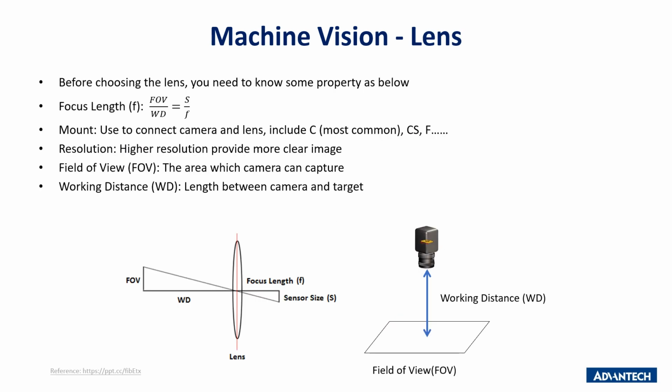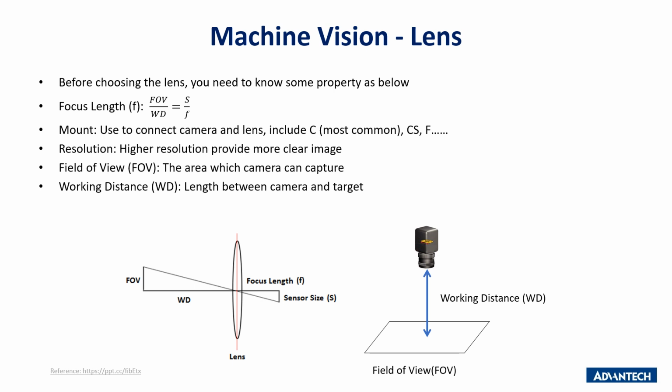Before choosing the lens, we may need to know some important properties. First is focal length. It can be calculated through FOV, WD, and sensor size. FOV means field of view. It is the area which the camera can capture.